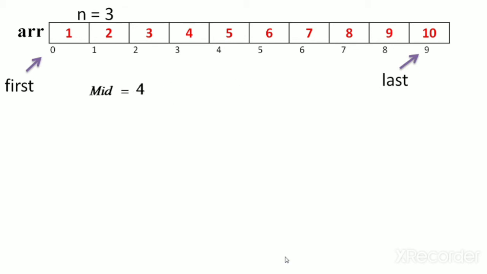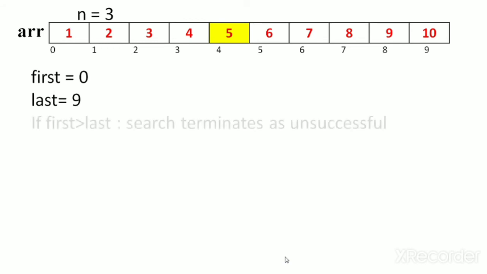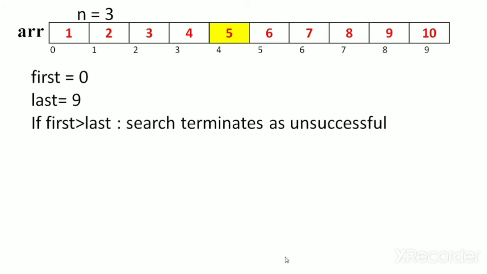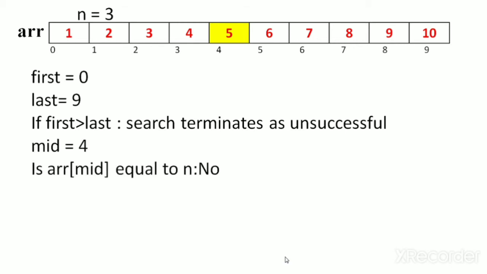And in this array we got the middle. Now first is 0, last is 9. If first is greater than last, the search terminates. That means there's no element, but first is not greater than last, first is less, and so it continues. Mid is equal to 4, and then it checks if ARR[mid], that is the middle element, is equal to the number we are searching. No, 5 is not equal to 3.